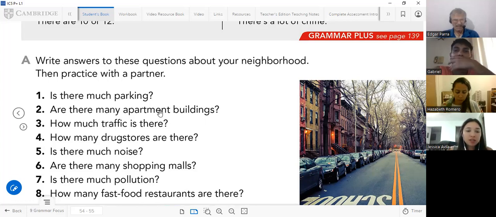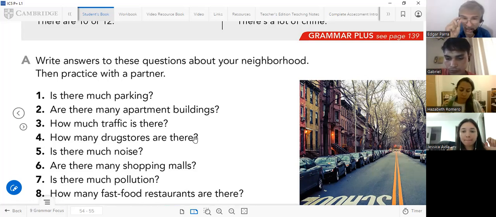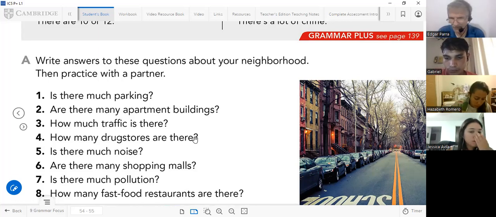Okay, Jessica to Hazabeth, number 3. How much traffic is there? Wait a minute. When the question is a WH or HOW question, you can never answer yes or no. Your question is, how much traffic is there? And you say, there is much traffic, or there isn't much, or there is a little traffic. You understand?